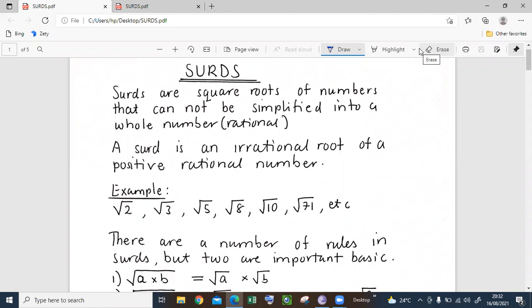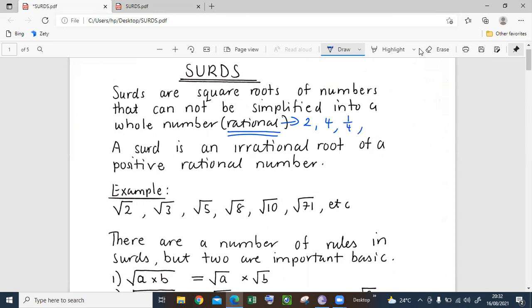Surds are square roots of numbers that cannot be simplified into a whole number. In other words, as we know, whole numbers are also known as rational numbers. Examples of rational numbers are any whole number, maybe a 2 or a 4. A rational number could also be a fraction.